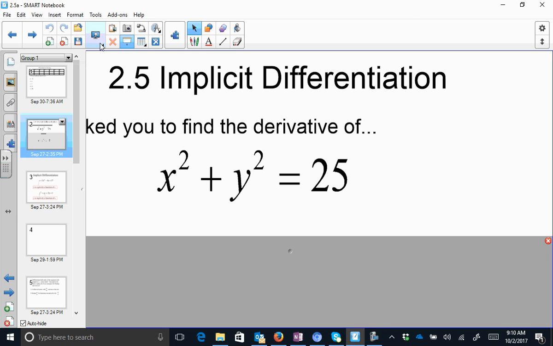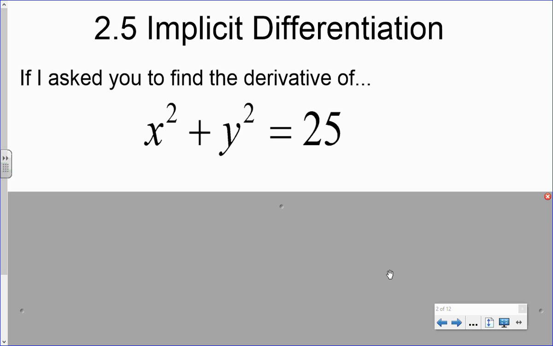We are going to work on what is called implicit differentiation. What would you do if I asked you to find the derivative of x squared plus y squared equals 25? What would you do? Subtract the x squared and then square root both sides. Is that what you're trying to do? And then you have y by itself to find dy dx.